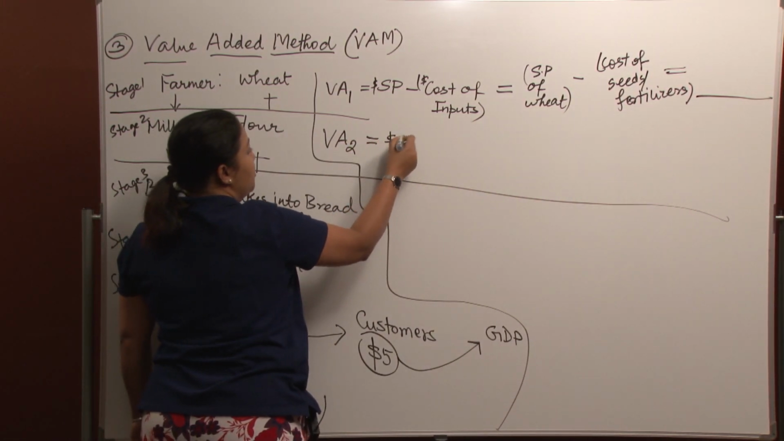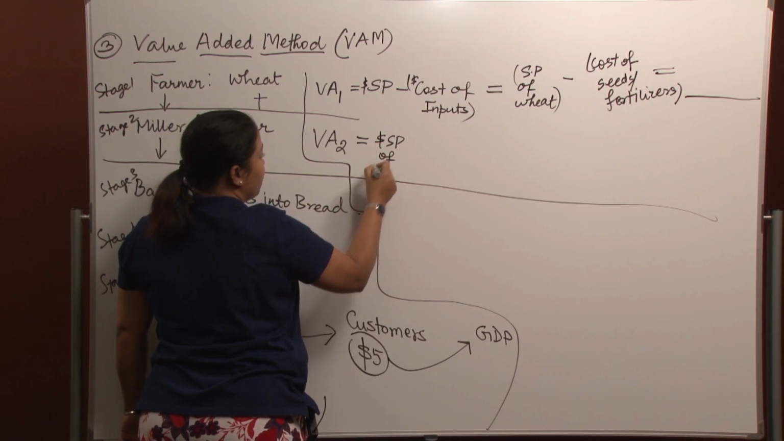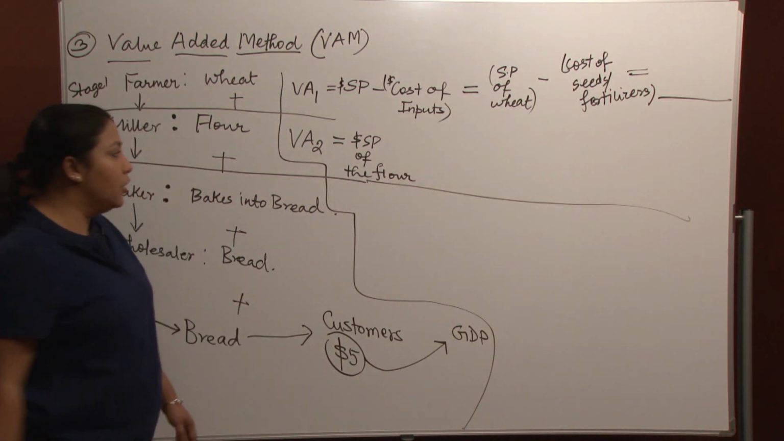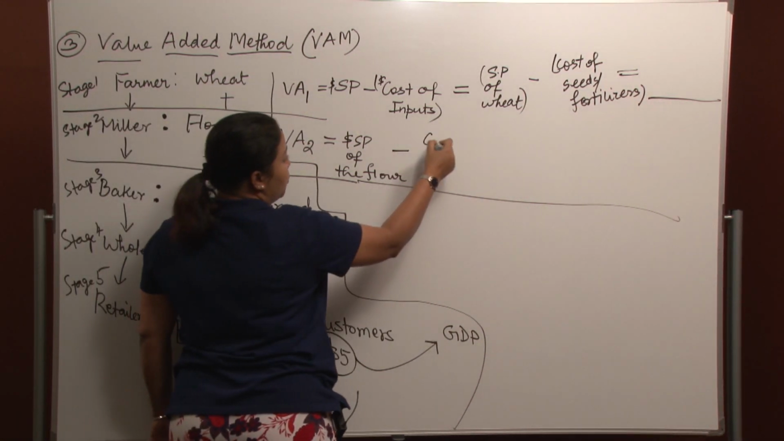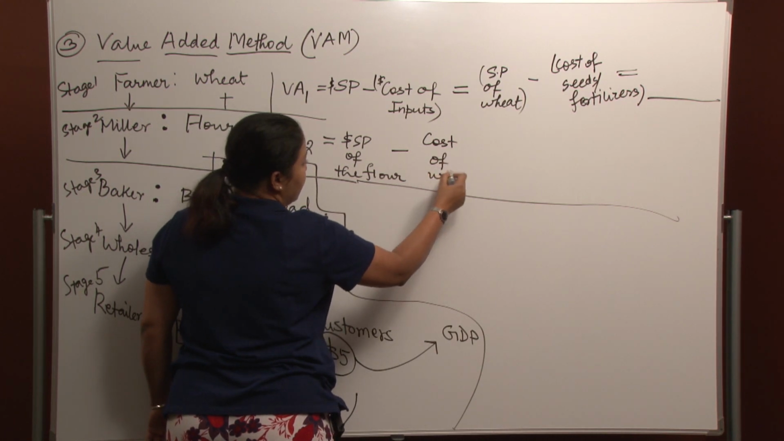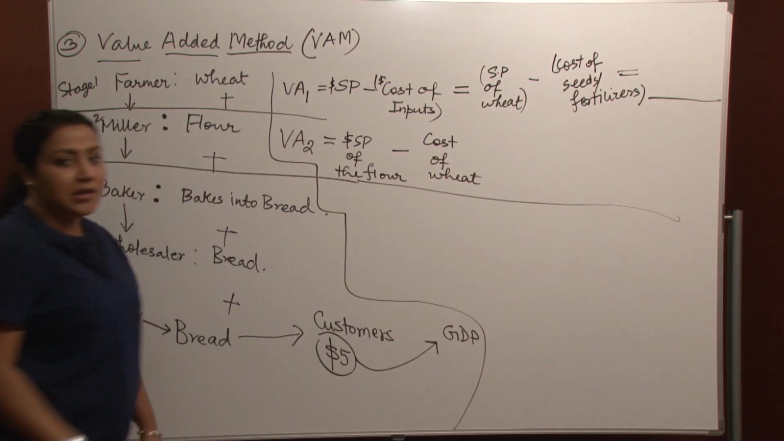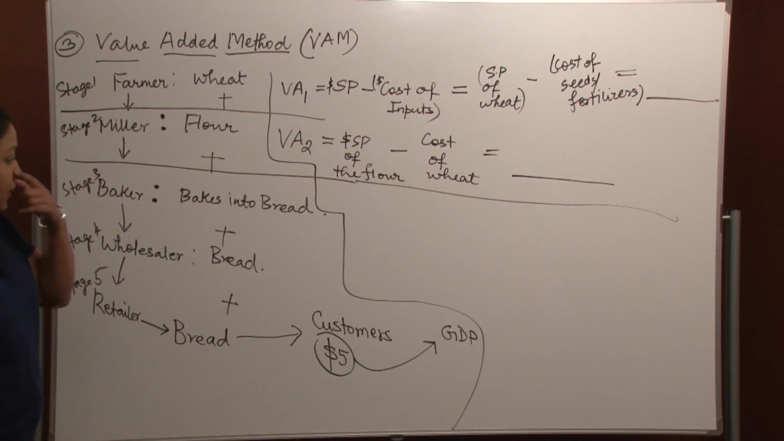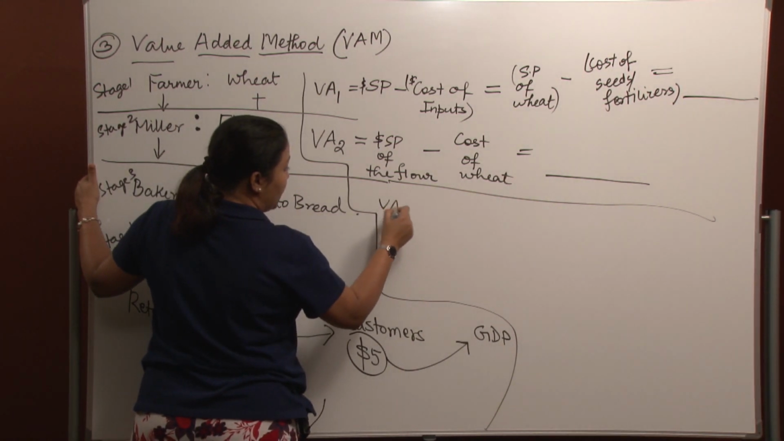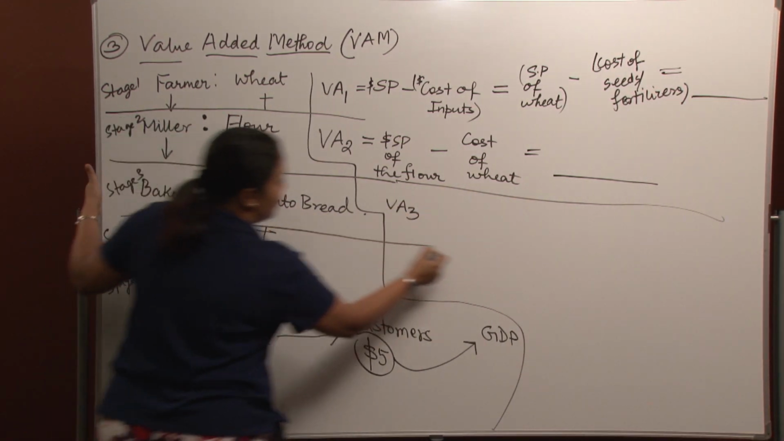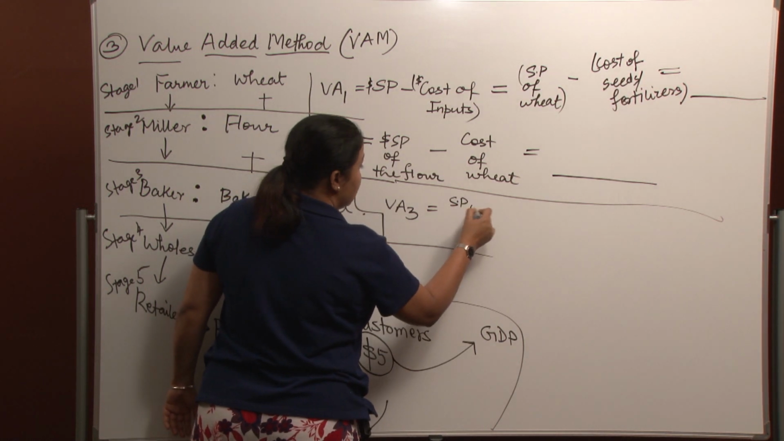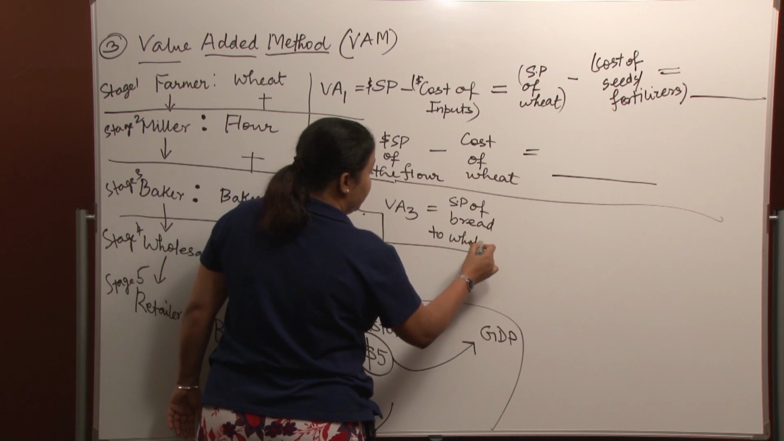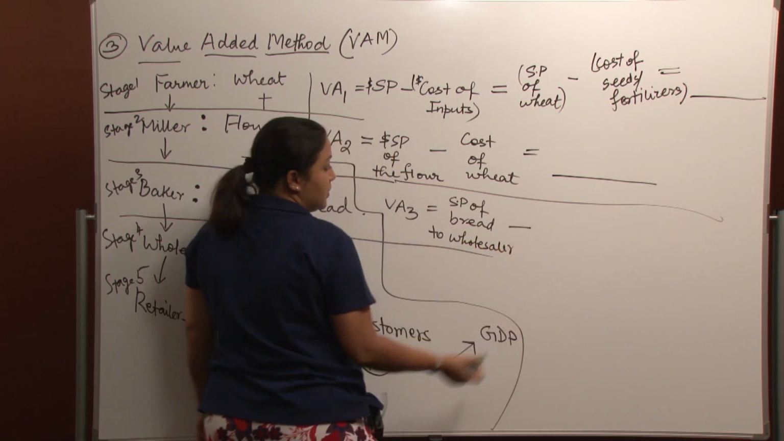So that will be the selling price of the flour which the miller sells to the baker, because that's his final good, minus the cost of his input. So it must be the cost of the wheat that he bought from the farmer. That's his input, right? And you end up getting a number for that value added, right? Similarly for the baker, you get a value added for that stage. So this must be the selling price of bread to the wholesaler minus the cost of his input.